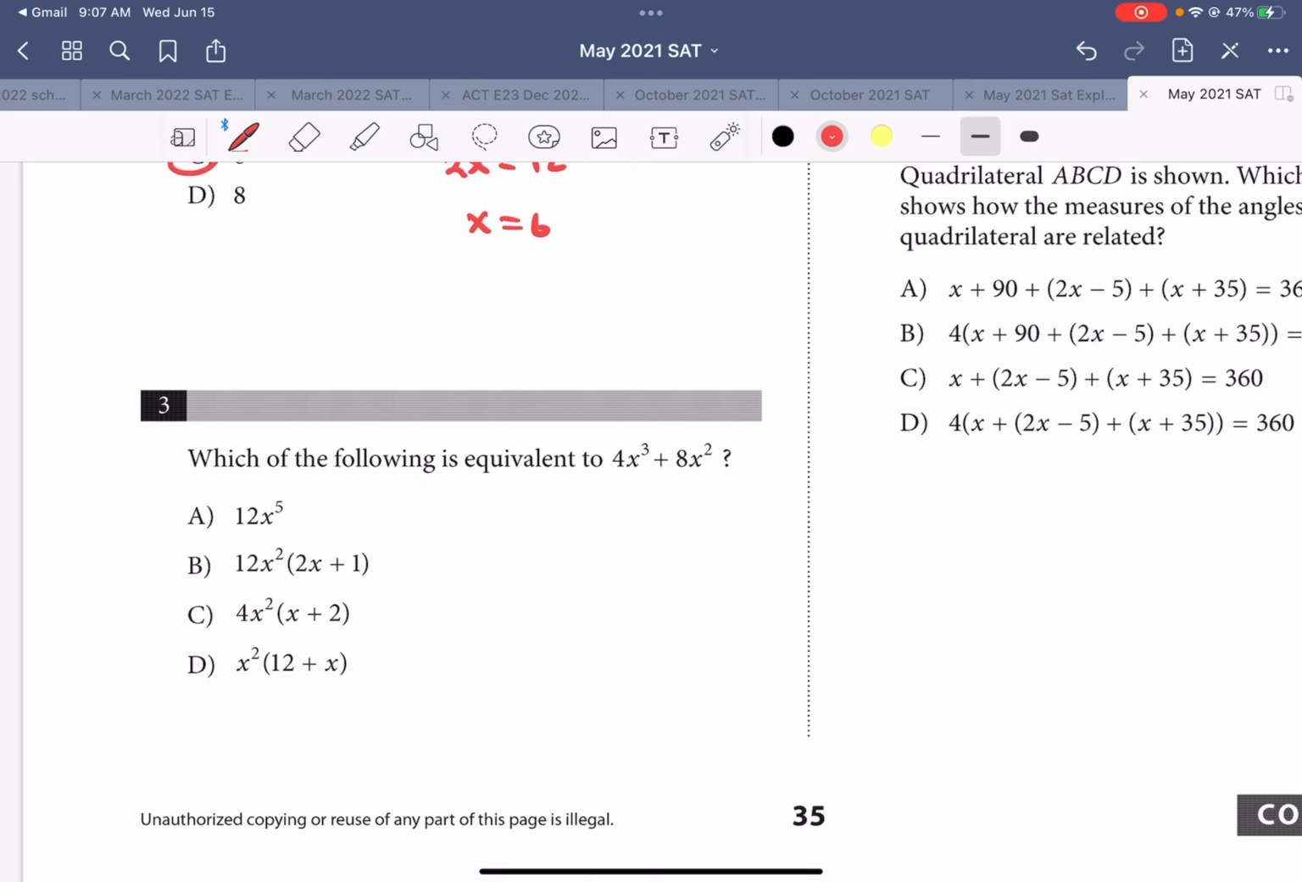Number 3, which of the following is equivalent to that one? So you need to factor this expression. So common factor, 4x squared. When you factor it out, x plus, now 4x squared times what is 8x squared? 2, right? So answer is C. Just factor it.